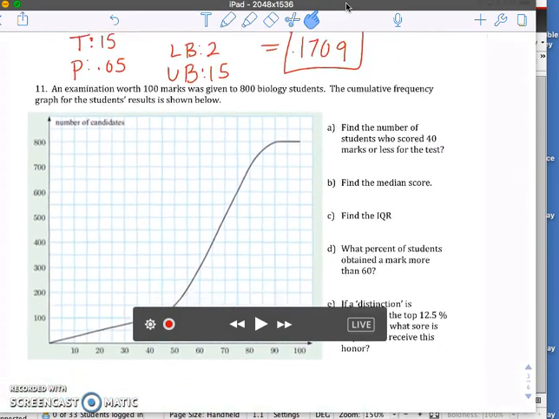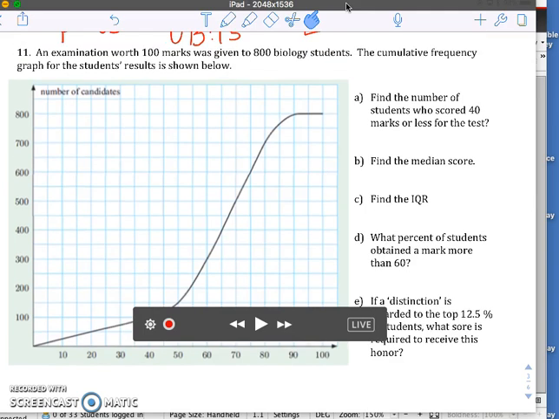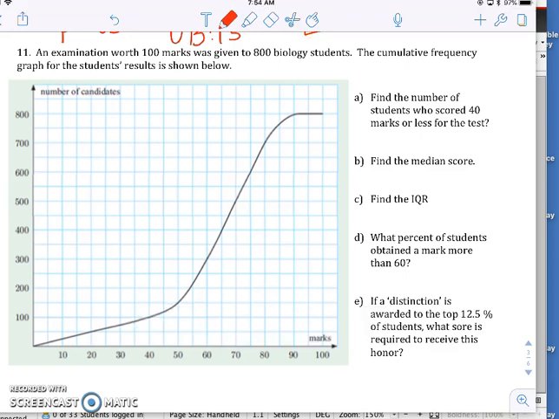Okay, and now on to this next one. Moving into some stats. An exam worth 100 marks was given to 800 biology students. The cumulative frequency graph for the students is shown below. Find the number of students who scored 40 marks or less. So 40 marks, we can go over. So that would be 100 students.